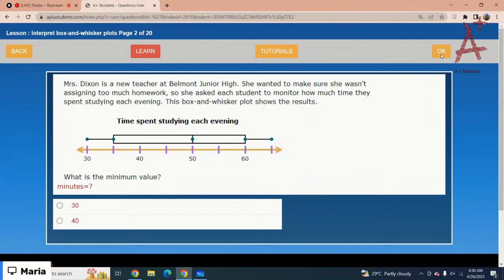Mrs. Dixon is a new teacher at Bedmore Junior High. She wanted to make sure she wasn't assigning too much homework, so she asked each student to monitor how much time they spent studying each morning. This box and whisker plot shows the result. What is the minimum value? So which is the correct option? The minimum value is 30.